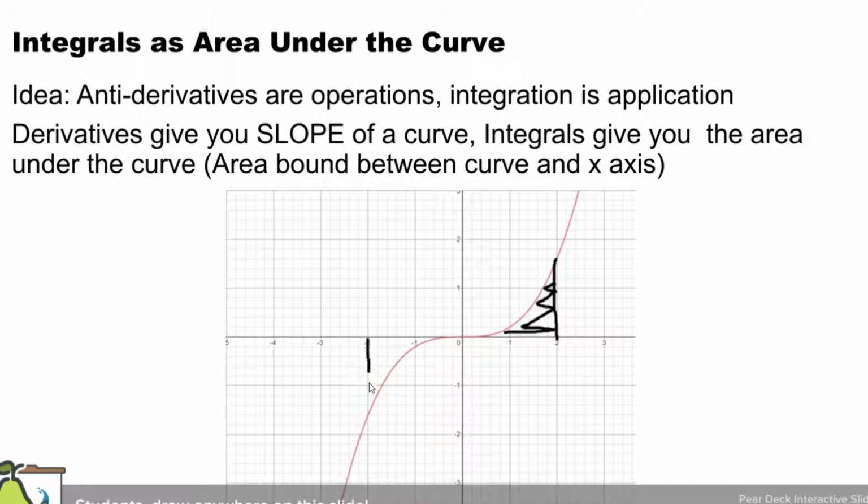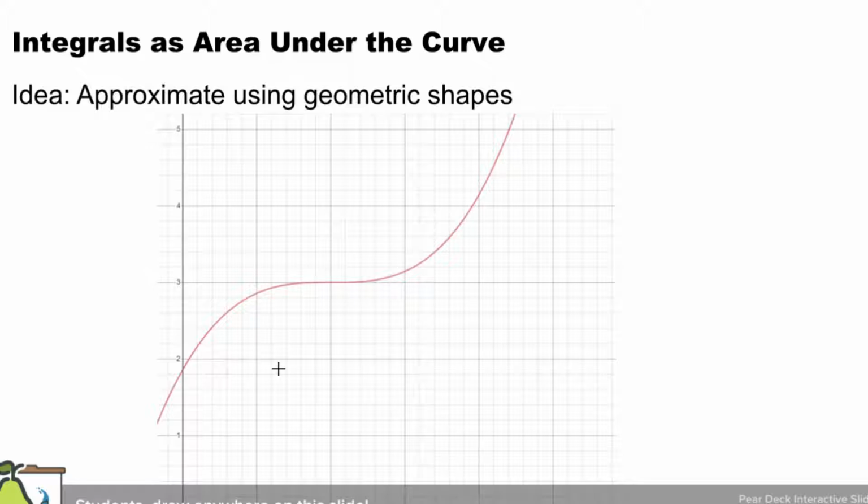If I were to take it from here as well, we have this. As I mentioned previously, this was positive, this was negative, and since this is a cubed function, they'll actually cancel each other out. But again, the whole idea is we're saying based on a certain interval, what is the area under the curve? And again, we're looking at this graphically. That's the main idea. So the way we're going to do this is we're going to approximate this using geometric shapes.